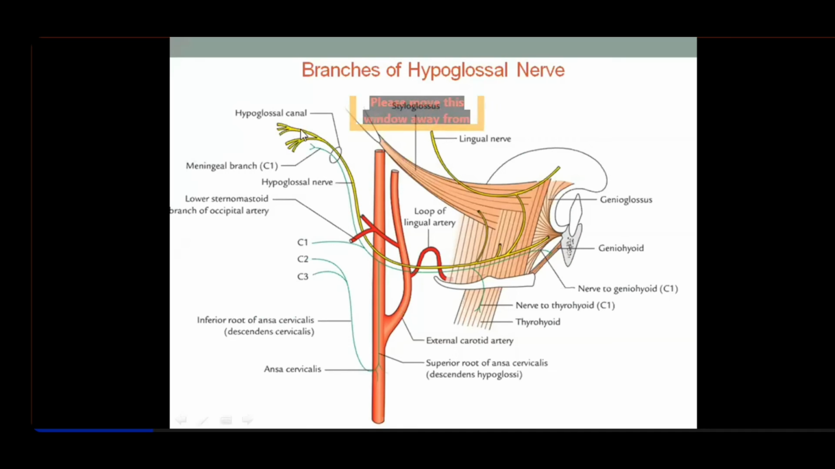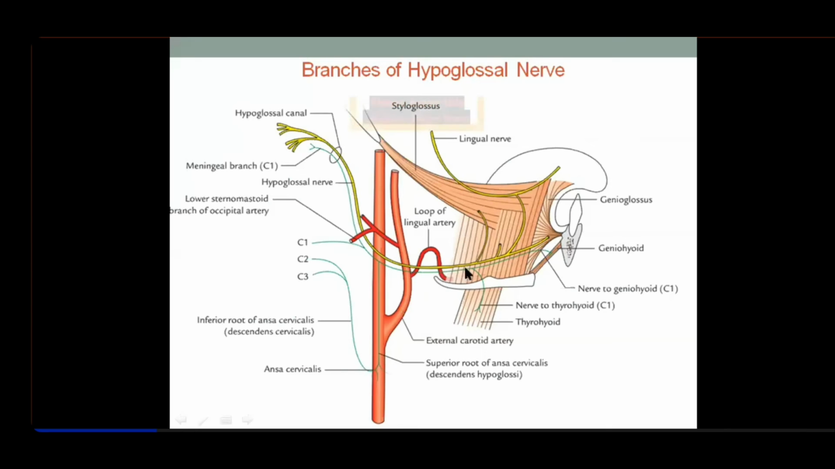The two roots pierce the dura separately, and then they join and emerge out through the anterior condylar canal, the hypoglossal canal. Initially it's behind the internal jugular, then between the internal jugular and internal carotid, then passing below and superficially related to the internal jugular and external carotid, and passing superficial to the first loop of the lingual artery. Here it is all covered by three structures I told you: the styloid process, the posterior belly of the digastric, and the parotid gland.